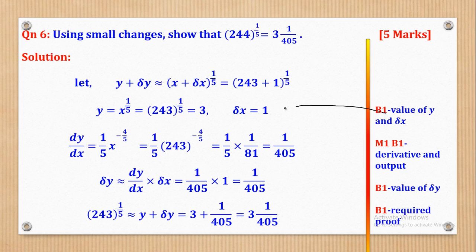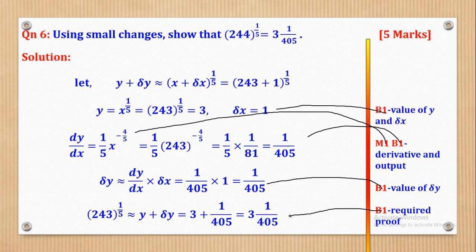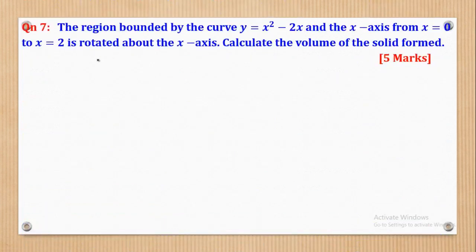So B1 for getting this y and small change in x, M1 for this derivative, and B1 for the output, B1 for this value of small change in y, B1 for the required proof. So that was question 6. Now we shall go to question 7.